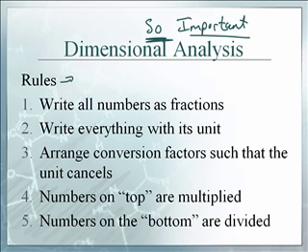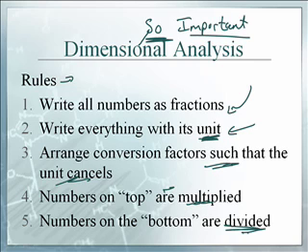The key thing is that everything is done as a fraction. Everything has a unit. What does that mean? No naked numbers. Everything has to have a unit of measurement on it. Arrange the conversion factors such that the units cancel, and then the top number gets multiplied and the bottom number gets divided. We're just going to do a zillion examples, and once you get there, you'll be fine.